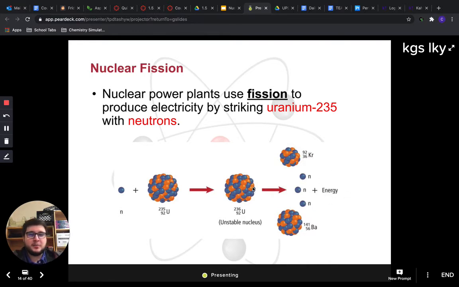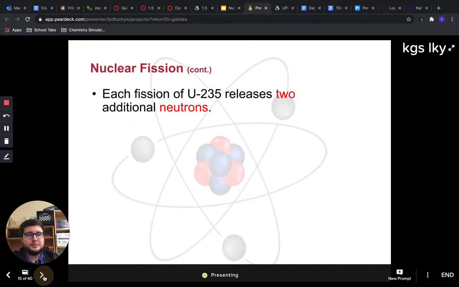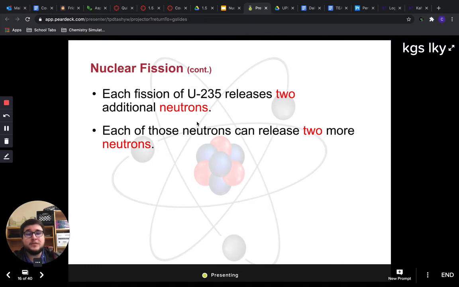So when this thing breaks apart, it gives off 3 new neutrons that can then be used to knock into 3 more of these uranium atoms and create a big sustainable reaction. Each fission of U-235, uranium-235, releases 2 additional neutrons. And each of those neutrons can release 2 more neutrons.